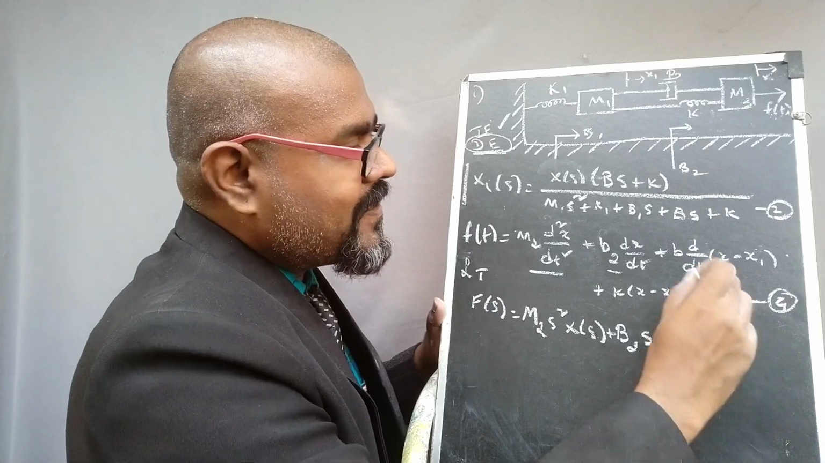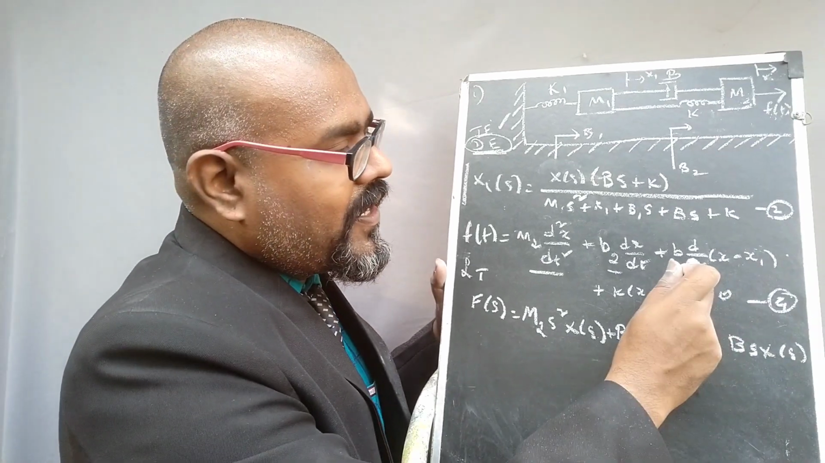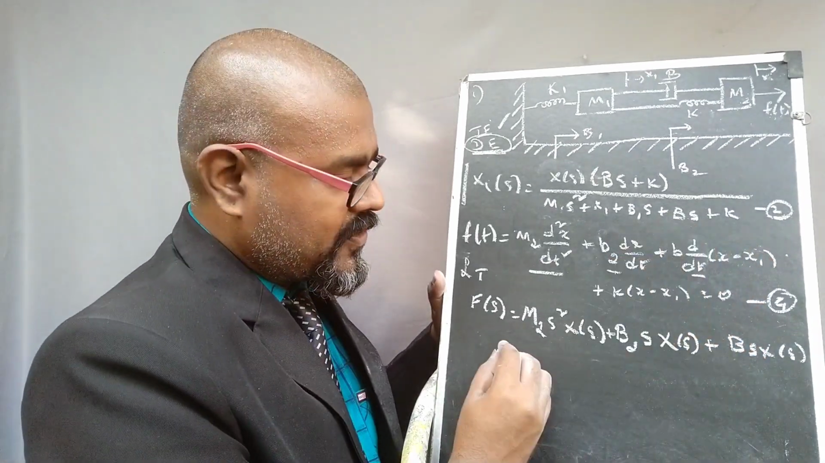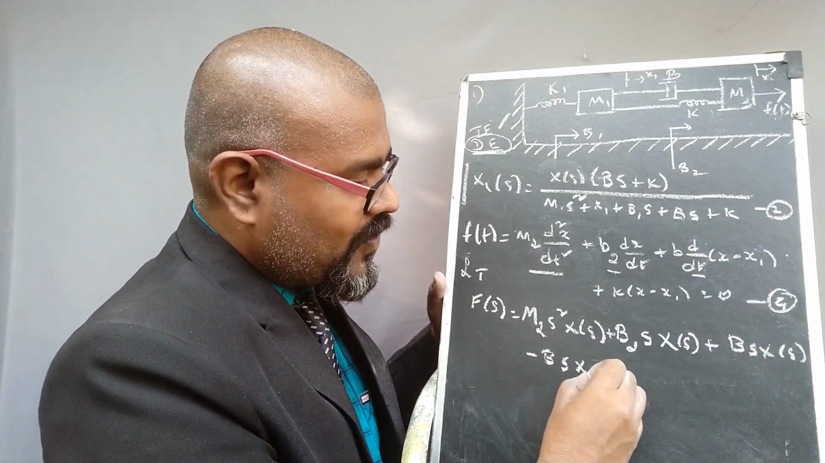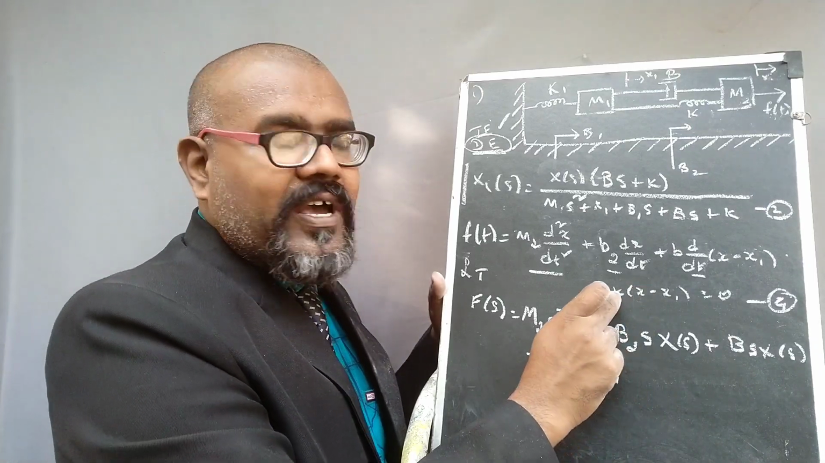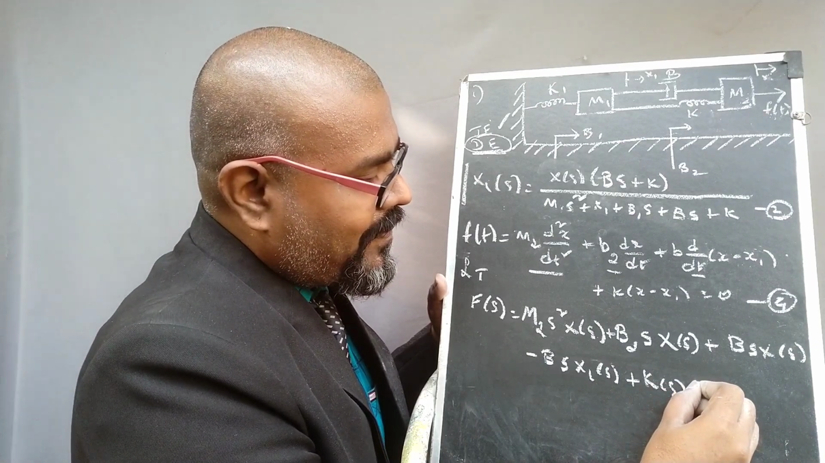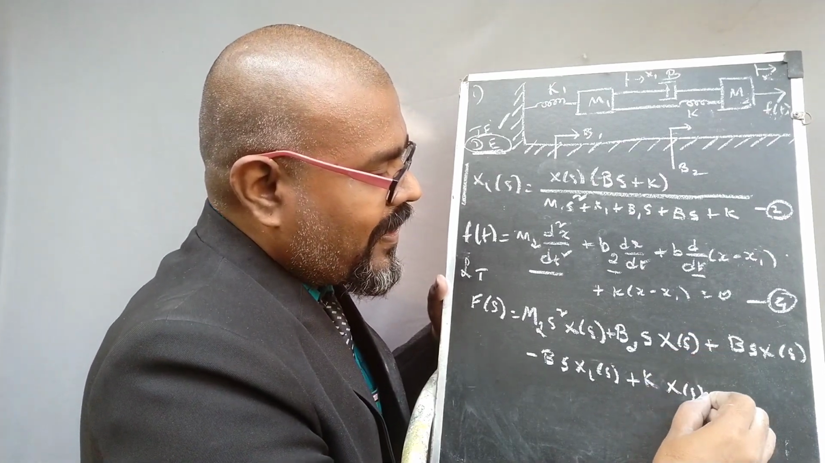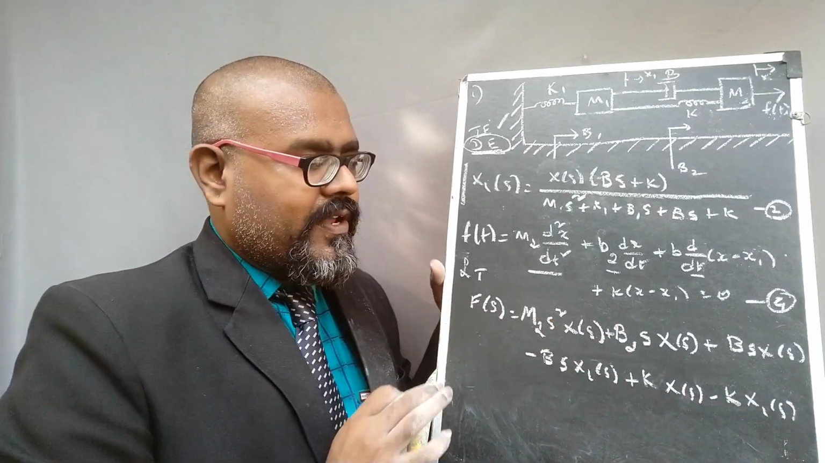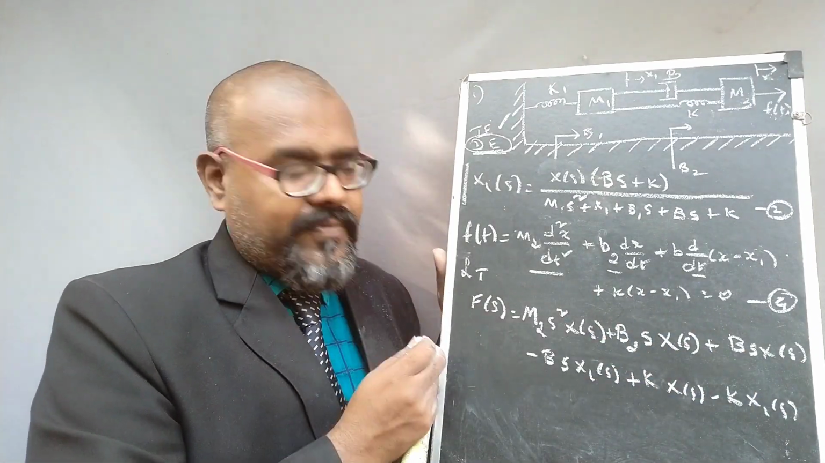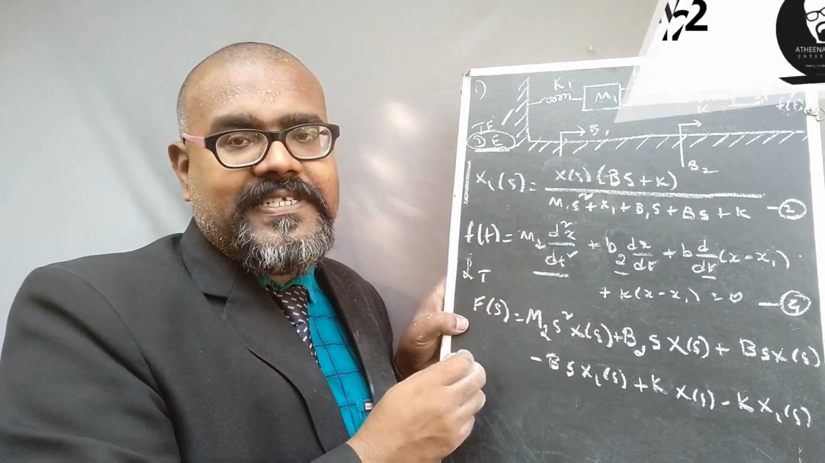Then plus B into X of s. Next to the B of s, we have a minus sign here in the indication, so minus B into X1 of s. Then the next term also has two displacements, so plus K X of s minus K X1 of s. So we are equating. No need to put equal to 0 because we are having the output here. So F of s is what I got by converting all the things in equation number 4 into the Laplace transform.